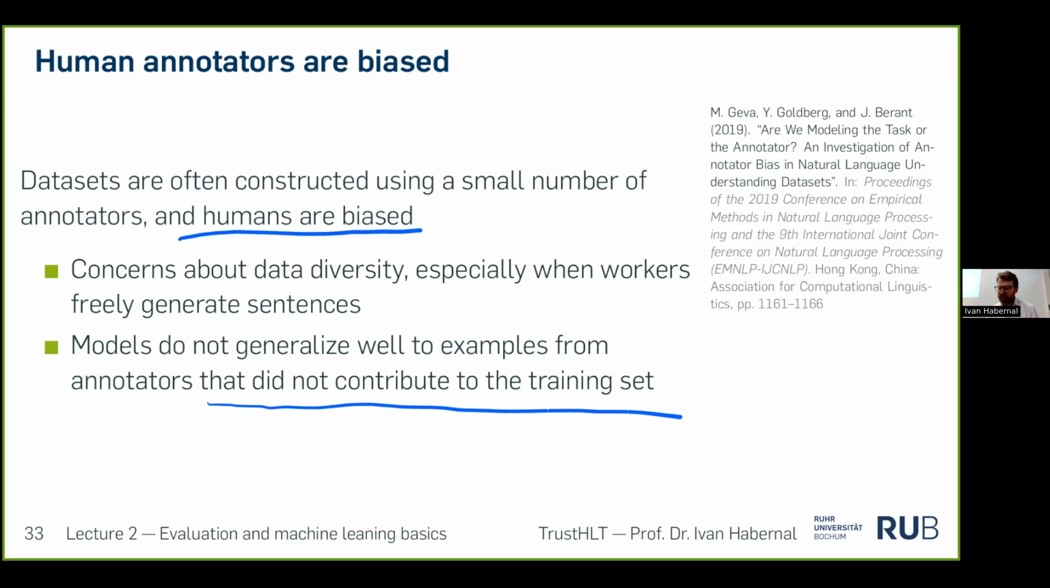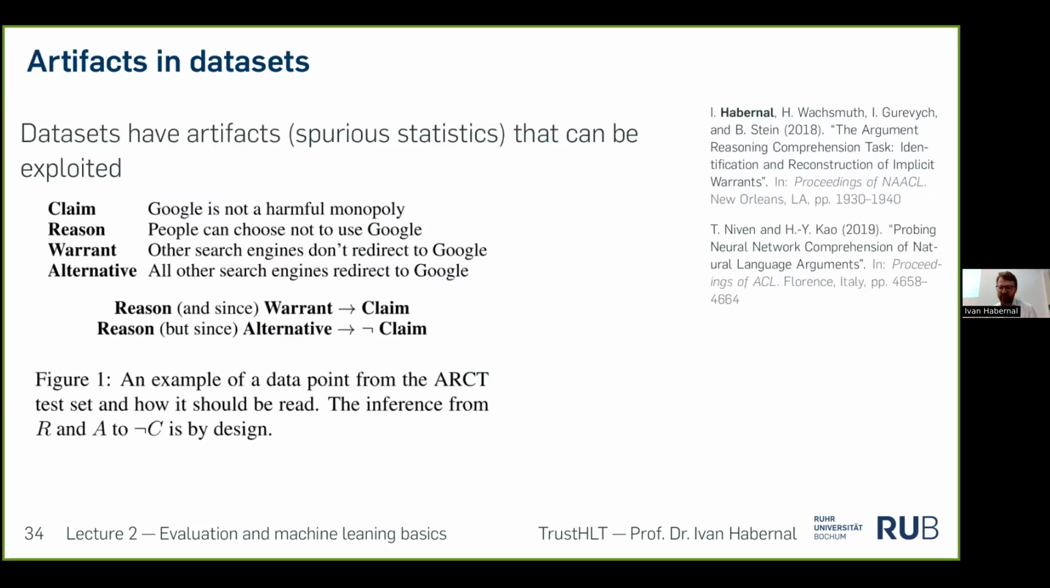And also sometimes in your data sets there are artifacts. These are spurious statistics. A couple of years back, we created a task about whether machines can reason about arguments. I'm not going into details, it's not important, you can have a look if you want. We created a data set, and we took all the measures to make high quality data, unbiased and with really high variety, a top-notch data set. The sentences were written by human annotators.